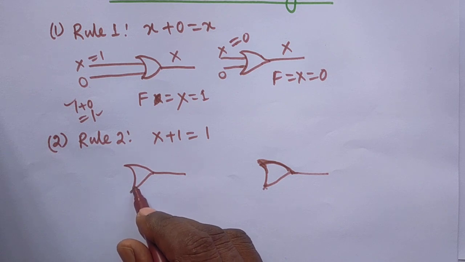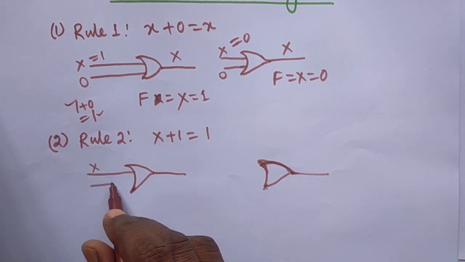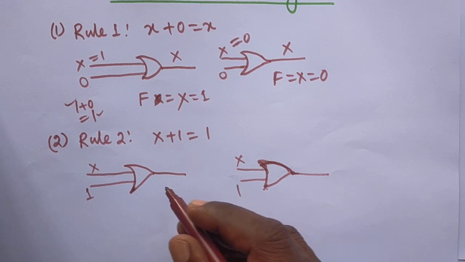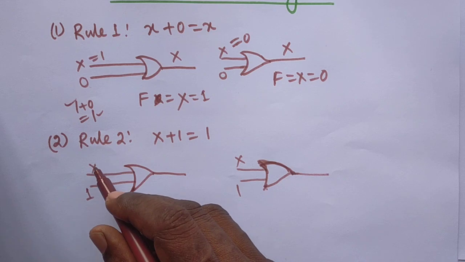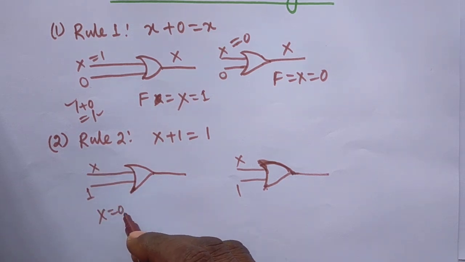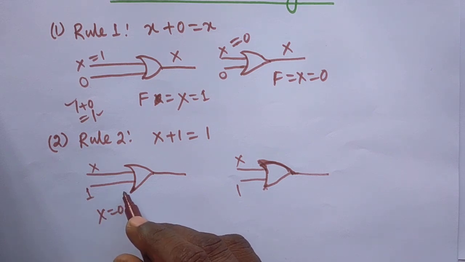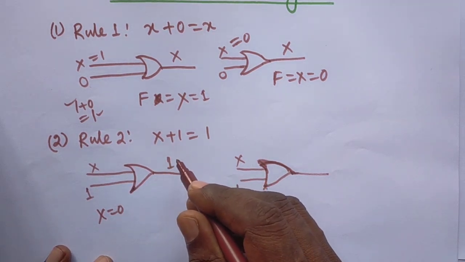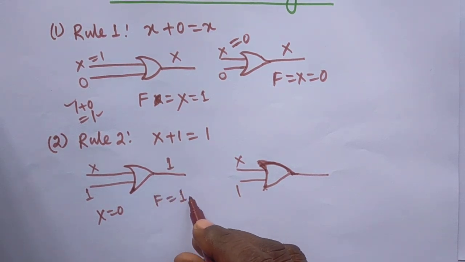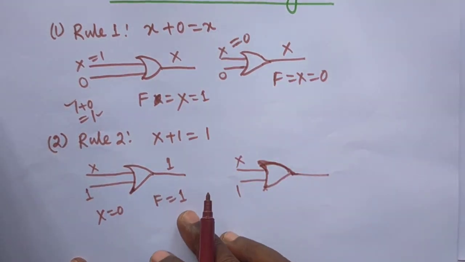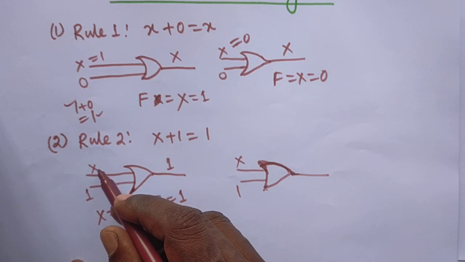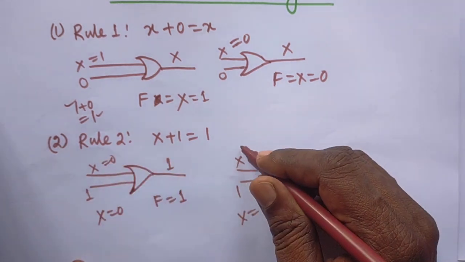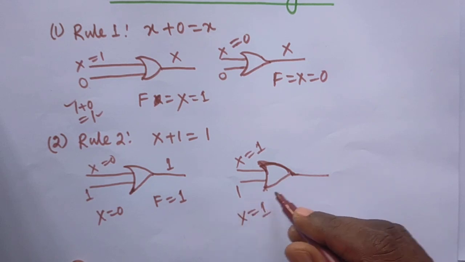OR gate. Now we see one input is x, another input is 1. If x is 0, then 0 plus 1 means 1. So the functional value is 1. The functional value will be 1, not any variable. Here a variable is coming, but the result is not the variable, it is directly 1. Whatever the value of x, if x is 0 the value is 1. Similarly, if x is equal to 1, then 1 plus 1 is 1.